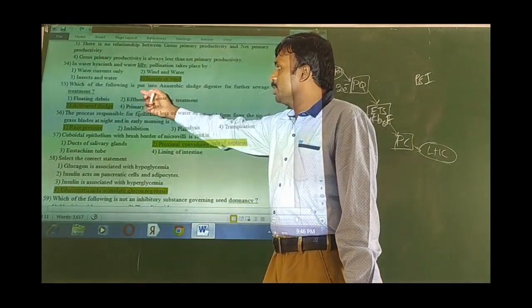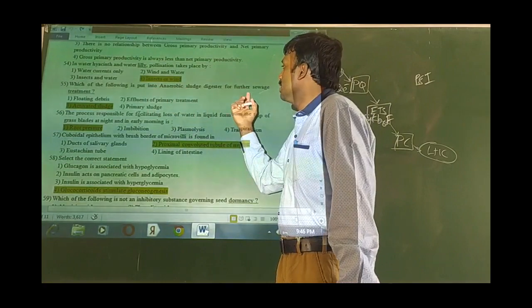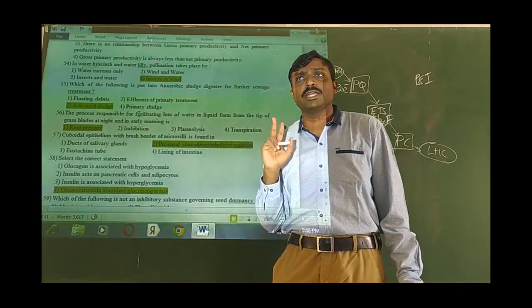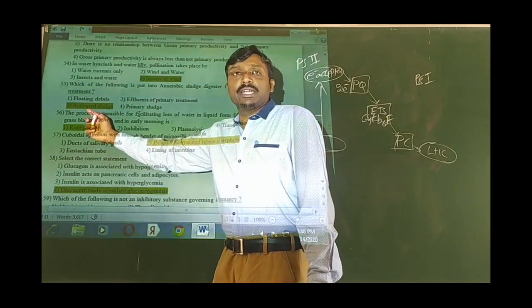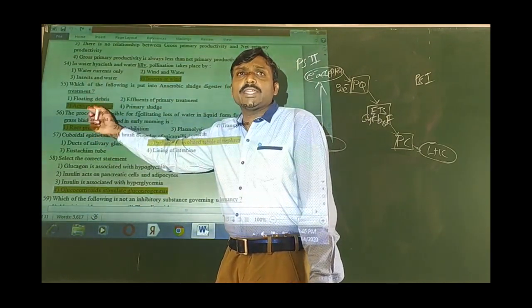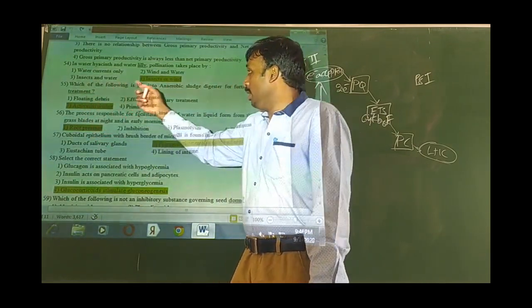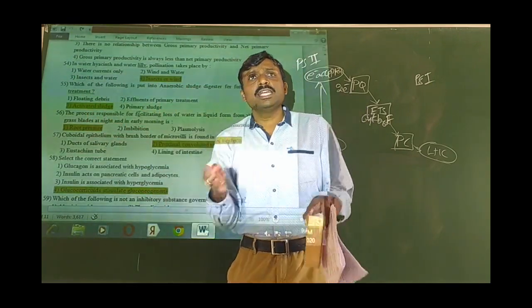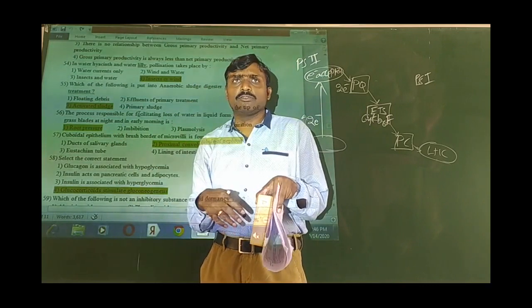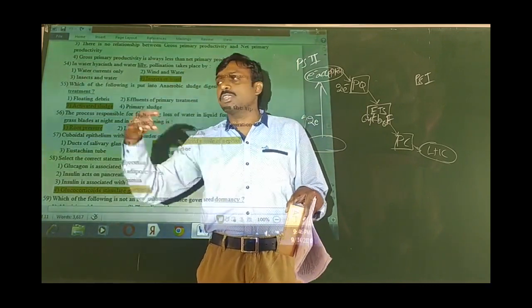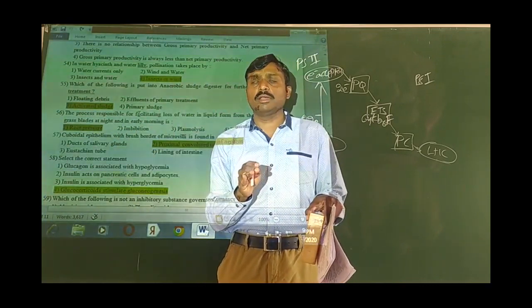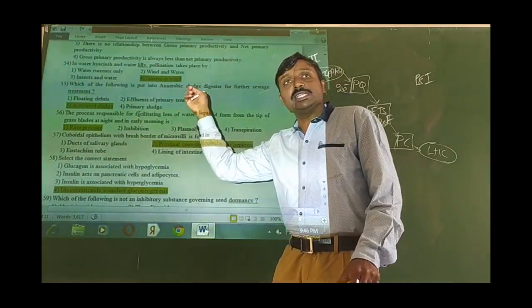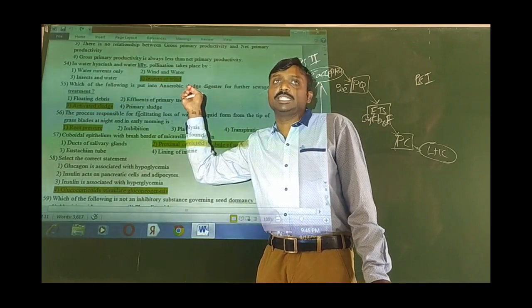Which of the following is put into anaerobic sludge digester for further sewage treatment? Again from microbes in human welfare, second year syllabus. So activated sludge. Okay, so activated sludge will be put into anaerobic sludge digestion. Actually, some part of the activated sludge will be kept there itself, which will be used as inoculum for the upcoming sewage. And the remaining part will be sent to the next chamber, that is anaerobic sludge digester.